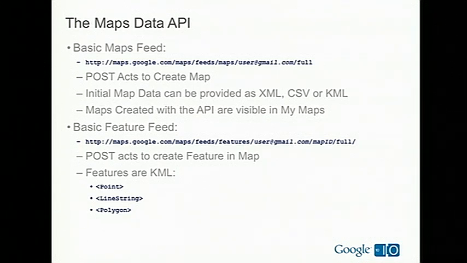You see here that you have to specify your user ID and your map ID. That means it's per user and it's per map. You can't have features across multiple maps, but you can have a large number of features within any given map. And the features are exposed as KML. So we now support points, line strings, and polygons.